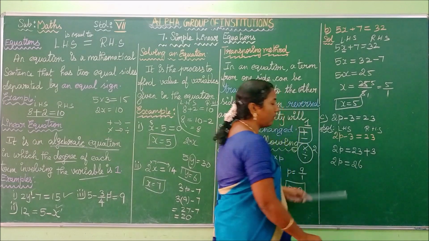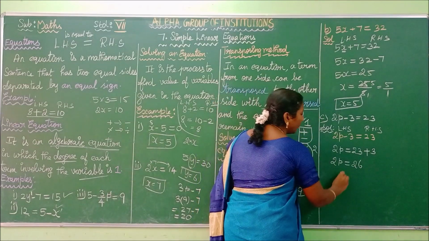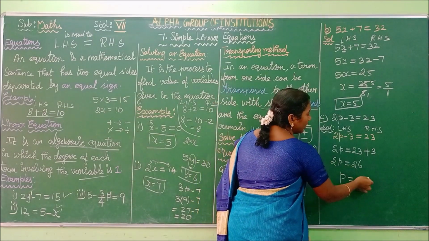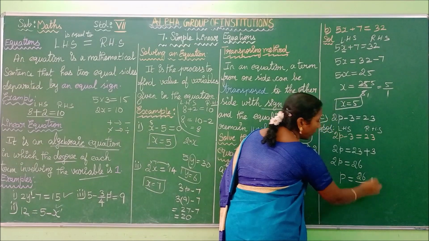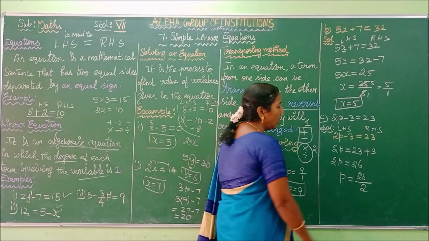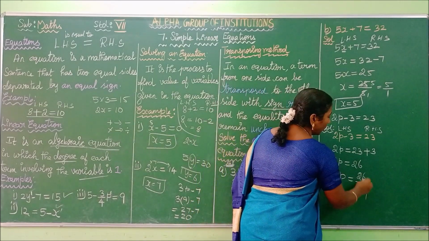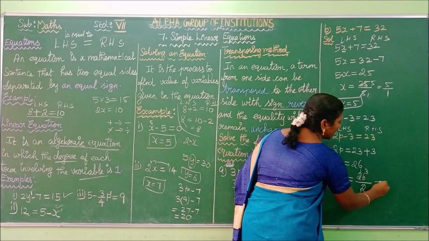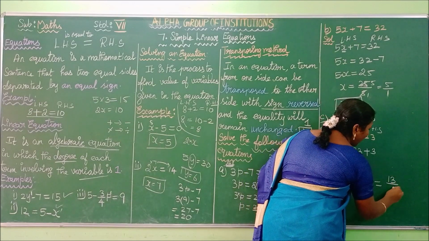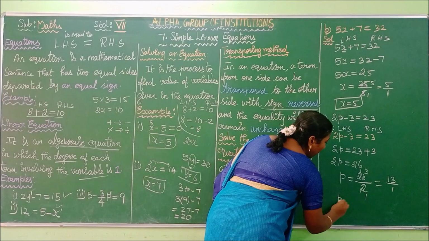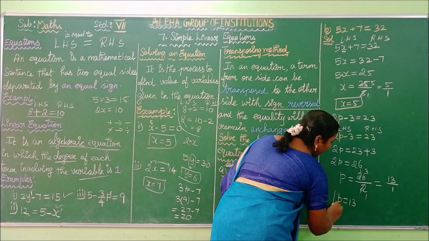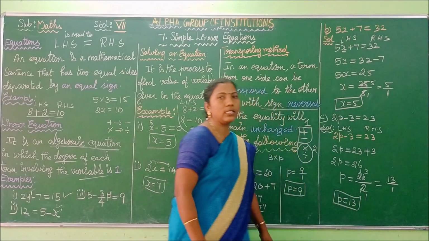Now we have to find the value of p. For that, we have to bring this 2 to this side. So it comes by division. So 26 by 2. Do we understand children? Now you have to cancel it. 1 2 is 2, 1 2 is 2, 3 2s are 6. So 13 by 1. Leave the denominator if it is 1. So your answer is p equal to 13. I hope you have understood this. Okay.